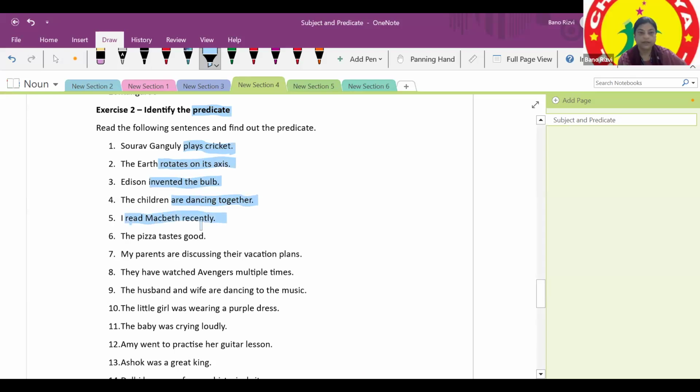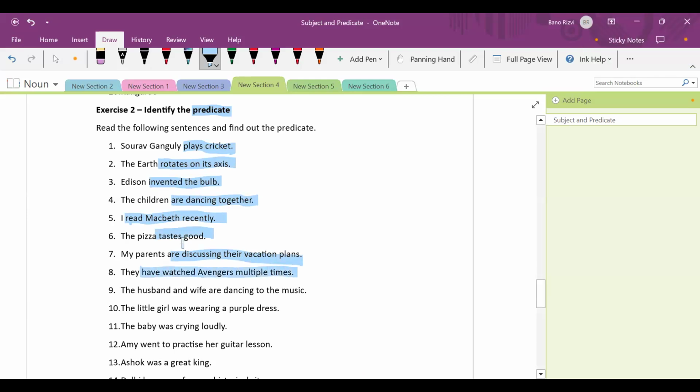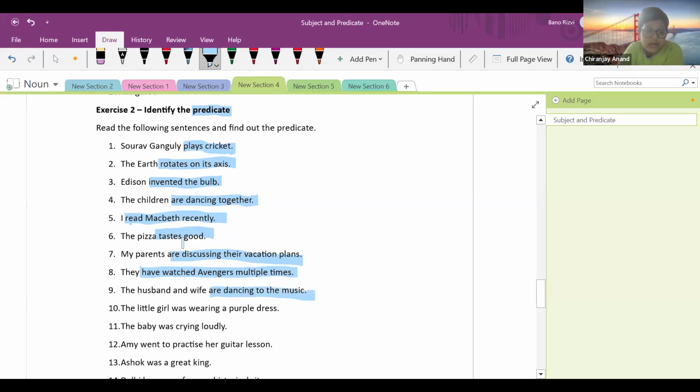Okay. The pizza tastes good. They are discussing their vacation plans. They have watched Avengers multiple times. They are dancing to the music. She was wearing a purple dress.